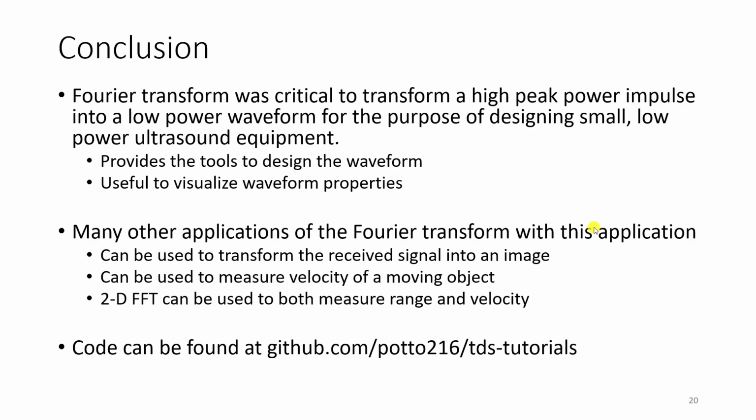And we can use the two-dimensional Fourier transform to measure both the range and velocity of the objects. And so to be able to get the code, if you want to extend the demo or try the demo out for yourself with GNU Radio, you can go to this URL and download it there.